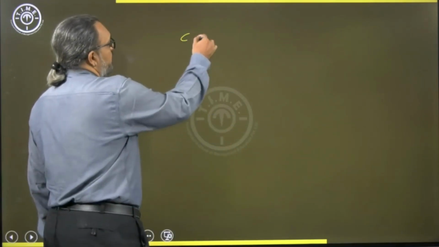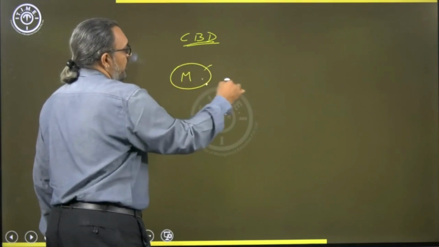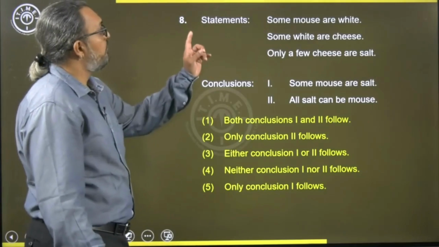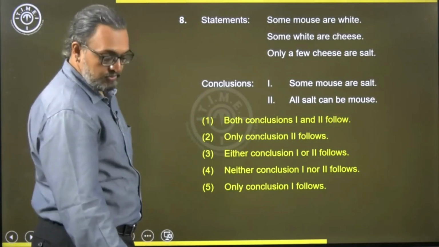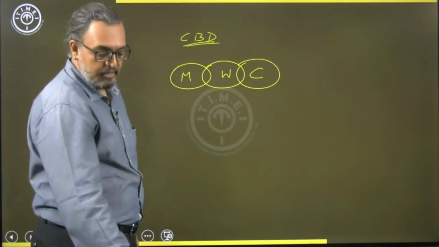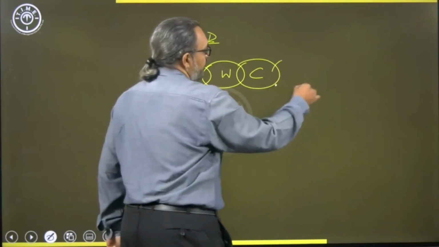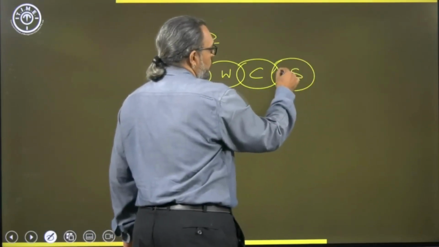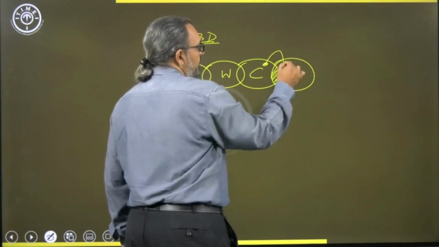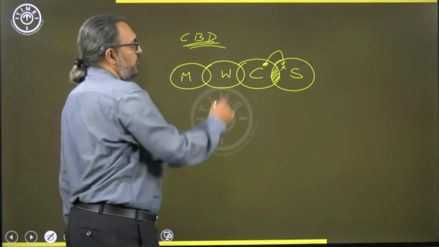Okay. Let's take the combined basic diagram. Some mouse are white. Okay. Then some white are cheese. Some white are cheese. And then only a few cheese are salt. So only a few cheese are salt. So there should be some cheese, never inside a salt. So that is my combined basic diagram that you get.